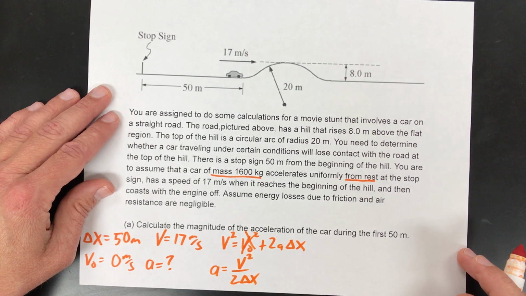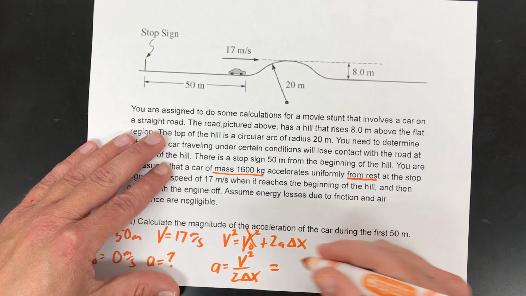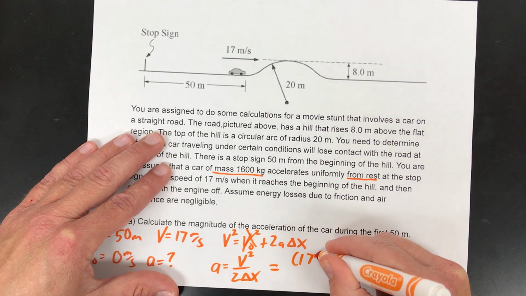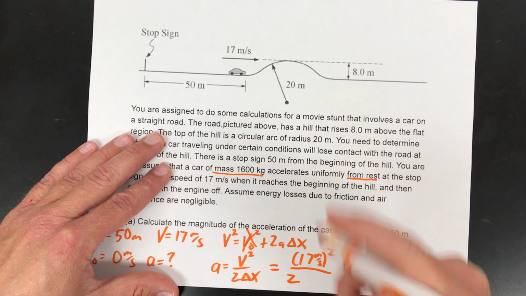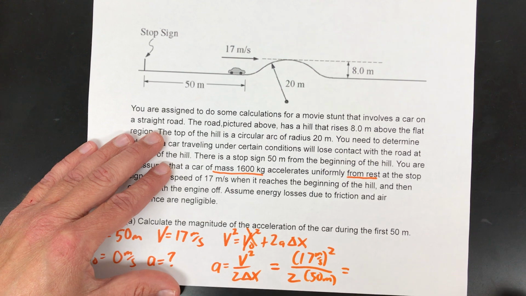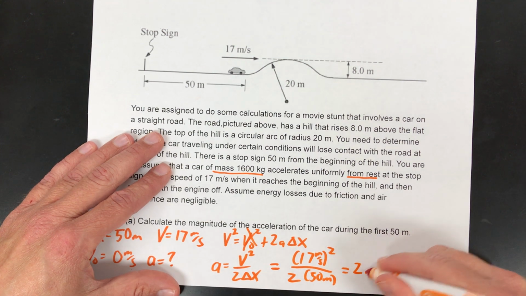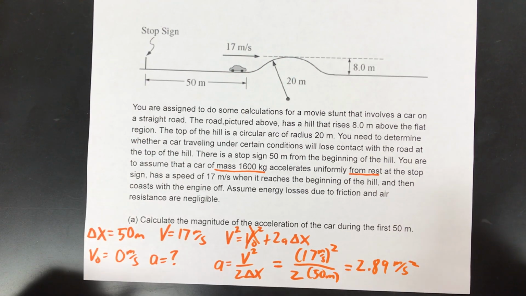So now we can simply plug into our equation here. Our final velocity was 17 meters per second. We'll square that. 2 times our displacement, which was 50 meters. And there we go. Now we just work that out, and you'll get about 2.89 meters per second squared.